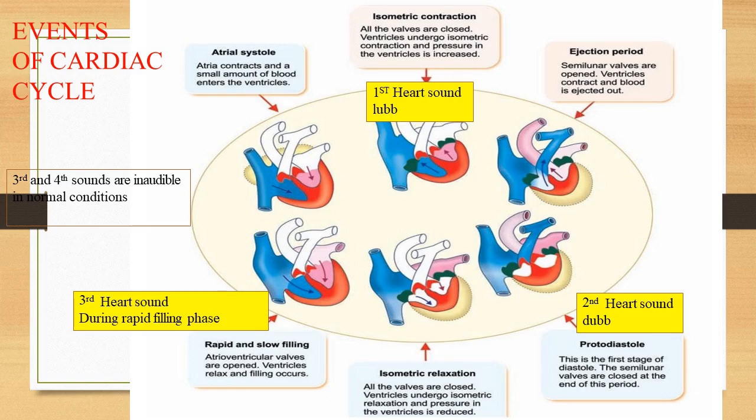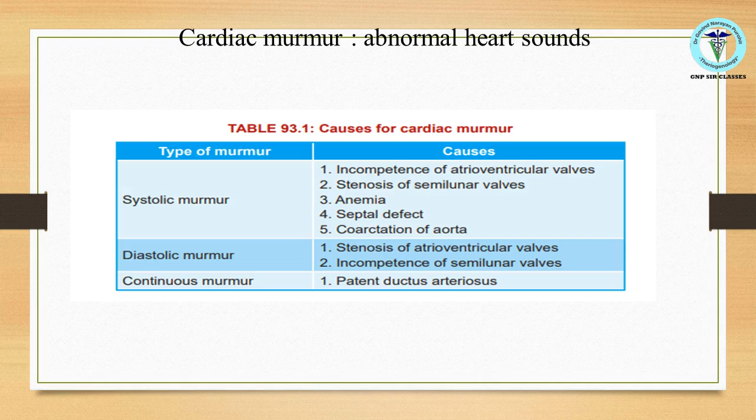The cardiac cycle produces distinct heart sounds, with the first and second sounds being the most prominent. These sounds are associated with valve closures and are essential for diagnosing heart conditions. Cardiac murmurs are abnormal heart sounds caused by issues like valve incompetence or stenosis. This table lists the types and causes of murmurs, aiding in diagnosis and treatment.